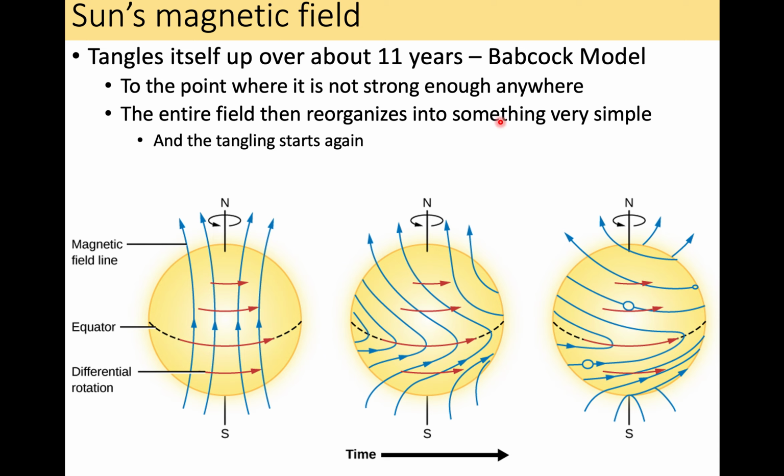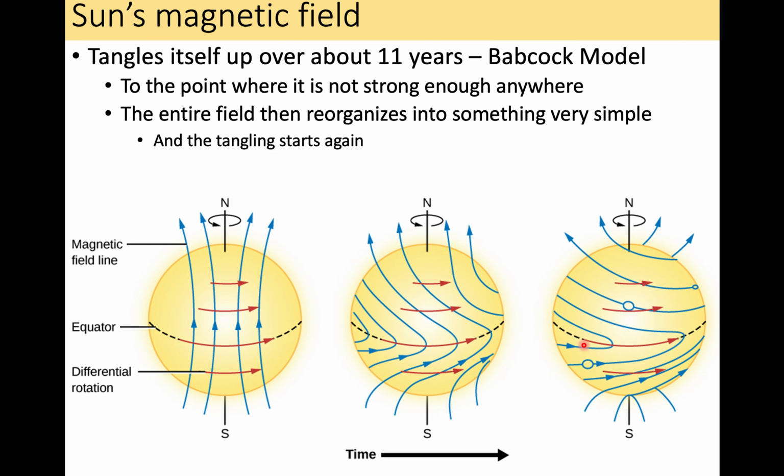So it takes about 11 years for the magnetic field to get messy enough that there's almost no positive and negative, and it will totally reorient itself. Then the tangling just starts again because it's still experiencing that differential rotation. So you'll notice 11 years is the same cycle as the sunspot cycle.